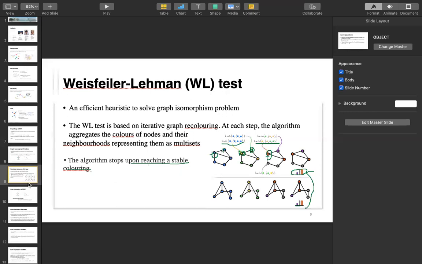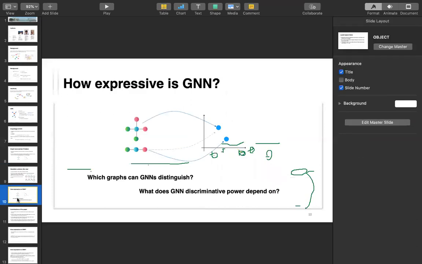So by this observation, the paper wants to study how expressive the GNN is. That means which graphs can the GNN distinguish, and what does the GNN's discriminative power depend on. To study the representational power of a GNN, we want to analyze when a GNN maps 2 nodes to the same location in the embedding space.